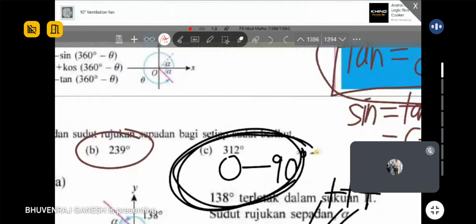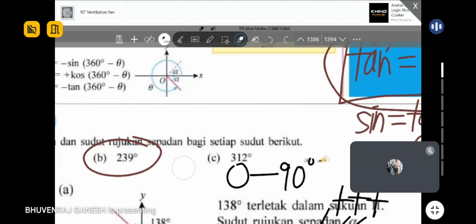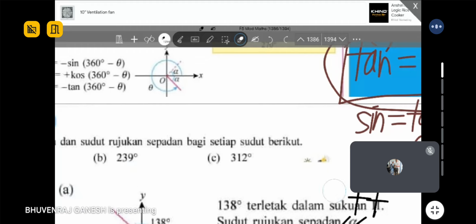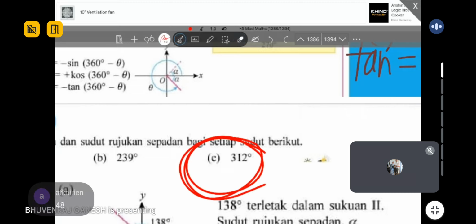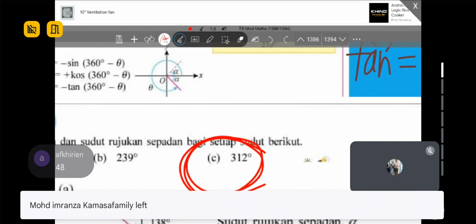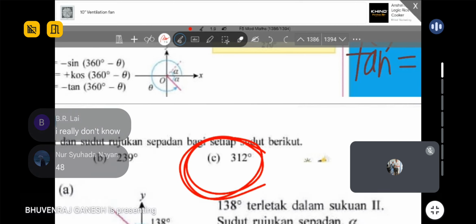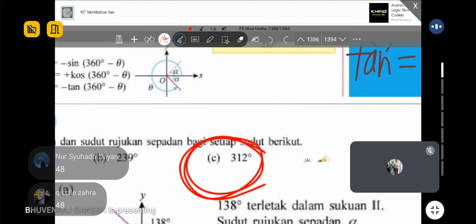Can anyone tell me what is the reference angle for 312? Try first to give an answer. Some more, can anyone else try? What is the reference angle for this angle? You learn and see. Later I'll show the explanation. Okay, very good. The answer is 48.